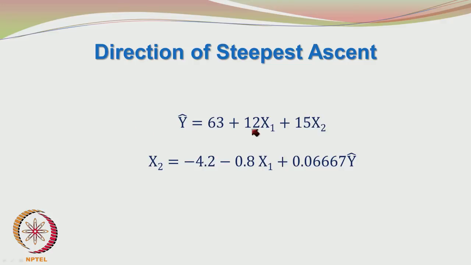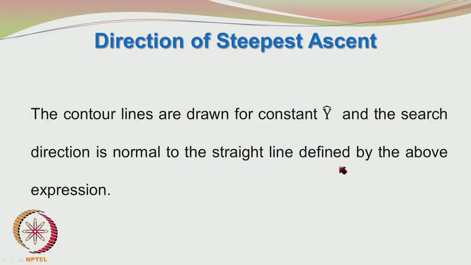In order to find the direction of steepest ascent, what we do is we convert this into x 2 versus x 1 form. When we do that, we can show very easily that 15 x 2 is y hat minus 12 x 1 minus 63. So, x 2 is equal to minus 63 by 15, which is minus 4.2, and then for x 1 you have minus 12 by 15, which is minus 0.8, and then for the y hat coefficient, it will be simply 1 by 15, which turns out to be 0.06667. So, what we have to do is use this equation to find the path of steepest ascent.